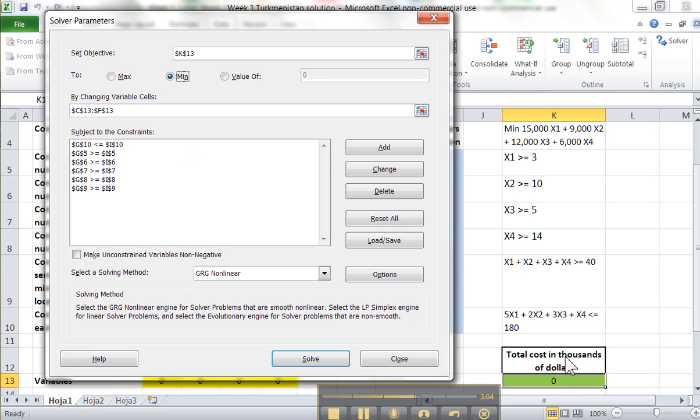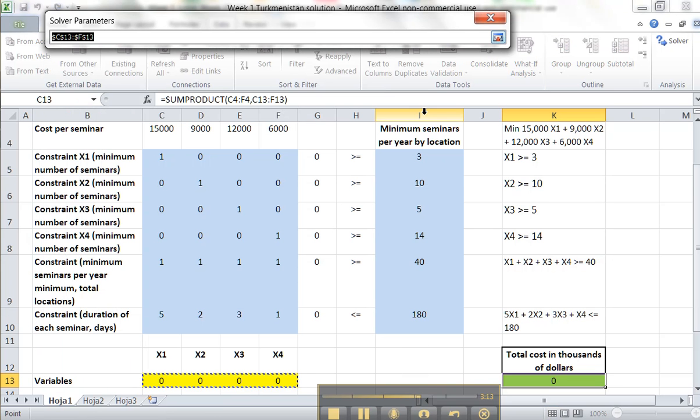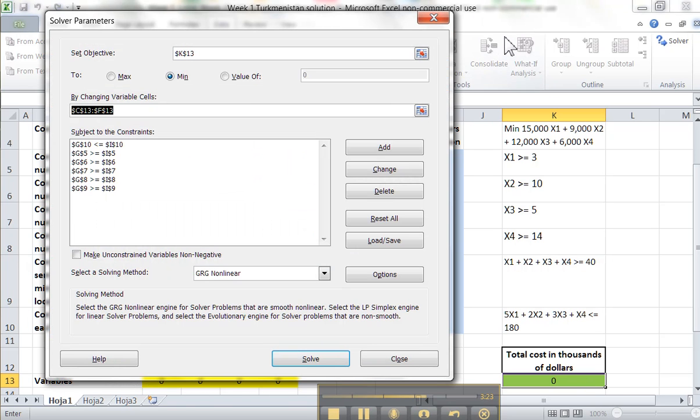This K13 is this green cell here, that is the total cost. You want to minimize the cost, changing what? Okay, changing the number of seminars. This is your input. You want to put whatever number of seminars is required in order to minimize the cost, and at the same time pay attention to all the restrictions.